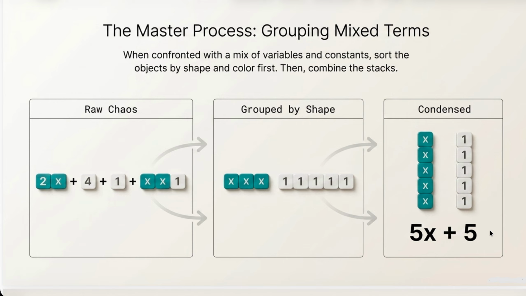When you have a mixed expression, the best move is to group the like terms together first. So in something like 2x plus 4 plus 3x plus 1, we group the x terms together and the constants together. Then we simplify to get 5x plus 5.